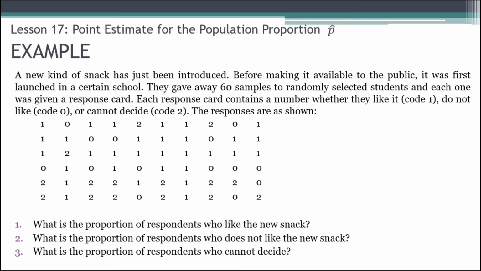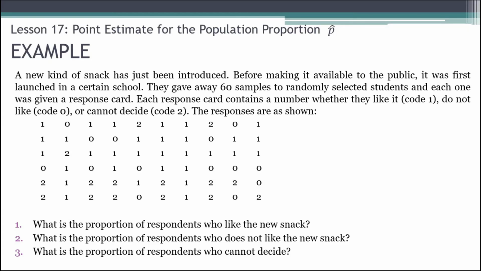So, eto raw, meron daw tayo ritong bagong produkto. May bagong pagkain na ilo-launch sa market. Kaso, hindi pa nila alam kung anong magiging outcome nito. So, nagpasample muna sila sa 60 students sa isang school. Tapos, kada isang sample, merong kalakip na response card. Malalaman nila dun kung nagustuhan nila or hindi, or kung hindi pa makapag-decide yung students. So, eto raw yung mga results. Tinali isa-isa yung card. Chinek isa-isa yung result, eto na yon. So, ilan daw dito yung nagustuhan? Ilan daw sa mga students, sa 60 students, ano daw yung proportion nung nagustuhan yung bagong snack? Then yung proportion ng hindi nagustuhan yung snack at yung hindi pa makapag-decide.